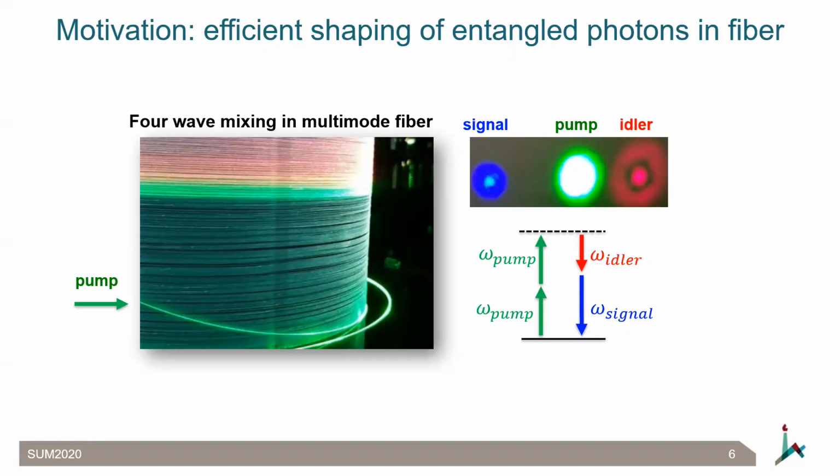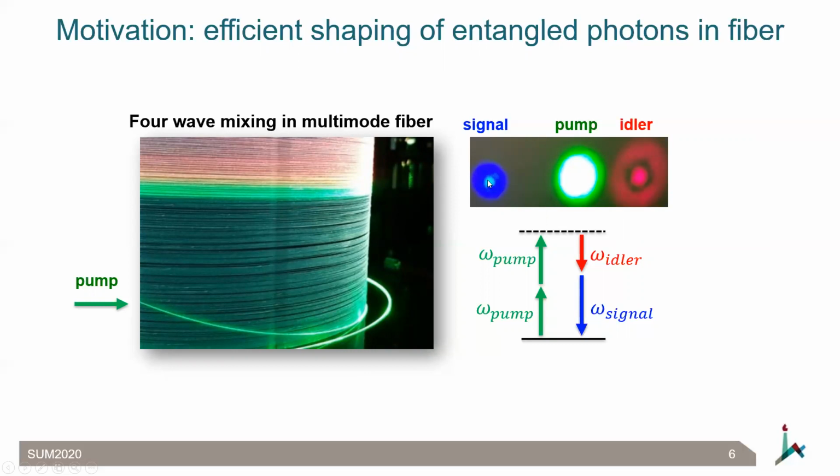One motivation for such an all-fiber SLM, or all-fiber light modulator, is to shape the light that is generated inside the fiber itself. In my lab, we work a lot on generating pairs of entangled photons inside multimode fibers using the process of spontaneous four-wave mixing. So we come in with a strong green pump laser, and by the four-wave mixing process, two green pump photons are annihilated in the fiber, and a blue and red photon are generated, where due to phase matching, the idler photon, the red photon, is, in this example, generated in a high order mode, whereas the signal photon, the blue photon, is generated in the fundamental mode.